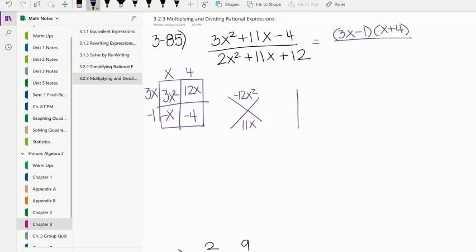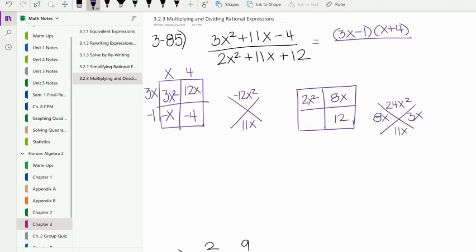And then we will do the bottom. So same thing. 2x squared is the first box, and 12 is the last box. So we need a product that equals 24x squared, but we need them to add to 11x. So we're going to use 8x and 3x and fill those in. So this would have to be 2x and x and 4 and 3. So then our factors are 2x plus 3 and x plus 4.